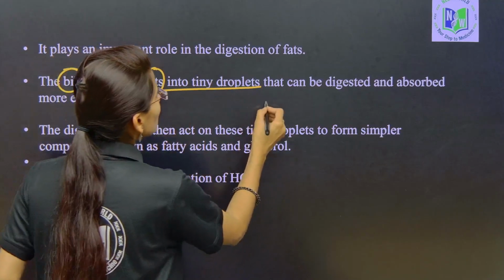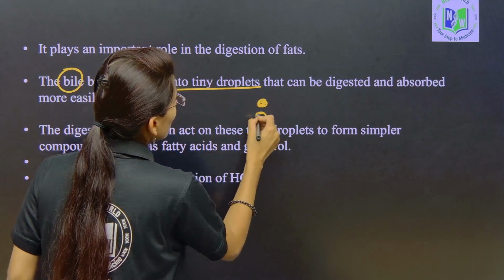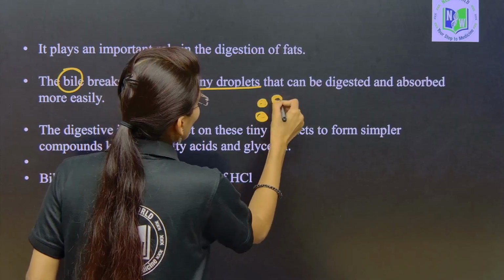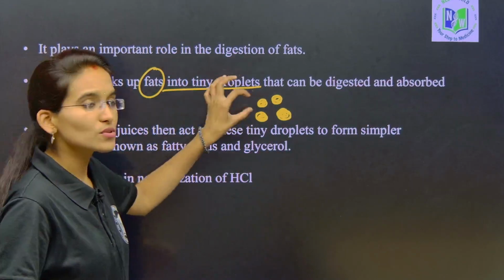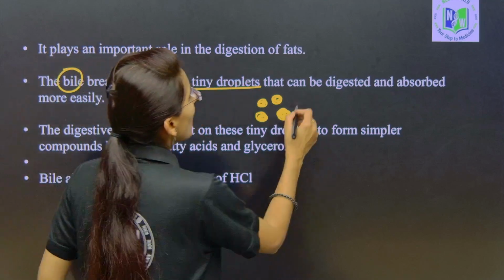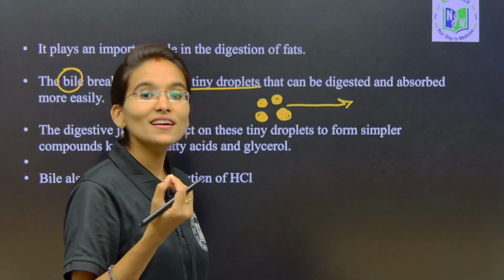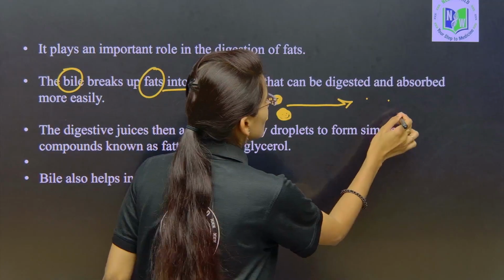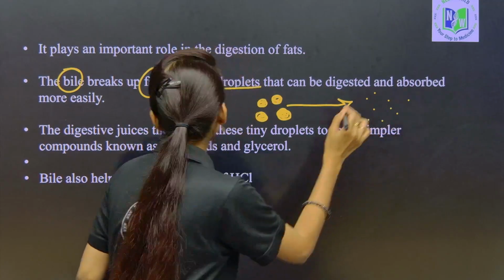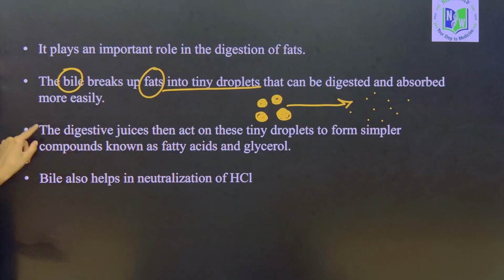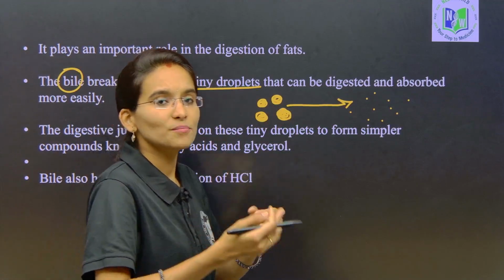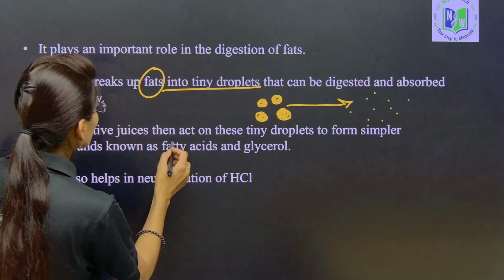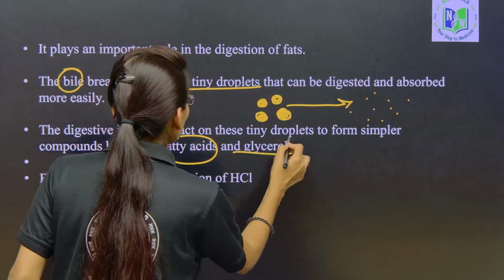Consider these are the fat cells. These fats are converted with the help of the bile juice. Bile juice acts on the fats, and then they are converted into tiny droplets. See here, the digestive juices act on the tiny droplets, and then they are converted into fatty acids and glycerol.